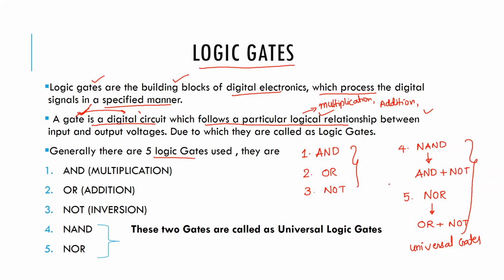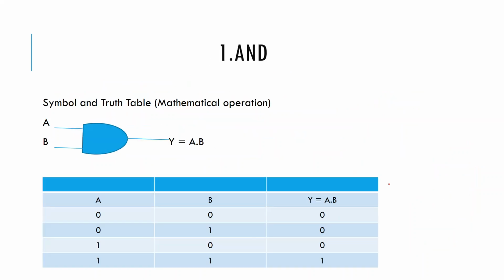Now let us understand in depth the functioning of the logic gates individually. Coming to the first logic gate, we have the AND logic gate. Whenever in English you use AND, this and that, you are combining two things. So here the AND logic gate is used for the mathematical multiplication logical operation. Whenever we are using the AND gate, it represents multiplication.